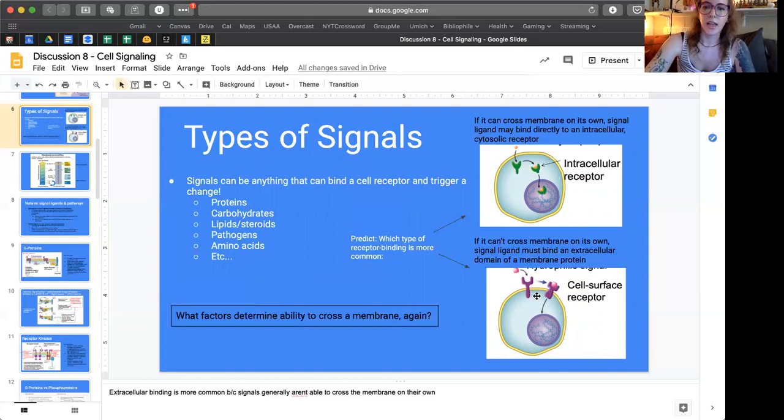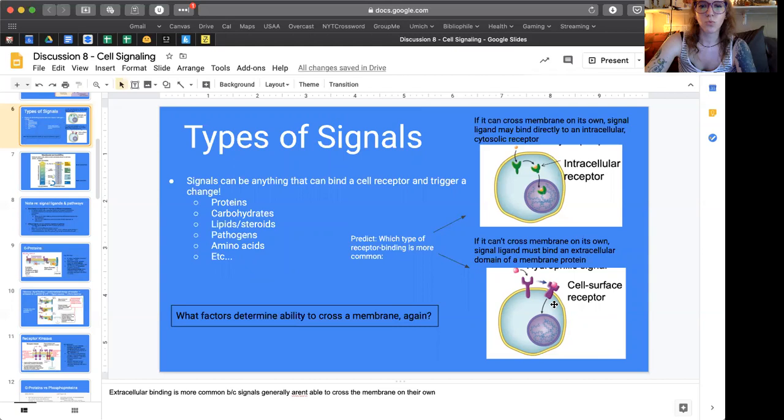So in this case, you're going to have receptor proteins that span the membrane so that we can bind on the extracellular side. And that binding is going to cause some sort of change on the cytoplasmic side, which will induce the rest of the pathway that's needed to make that final change that we care about.